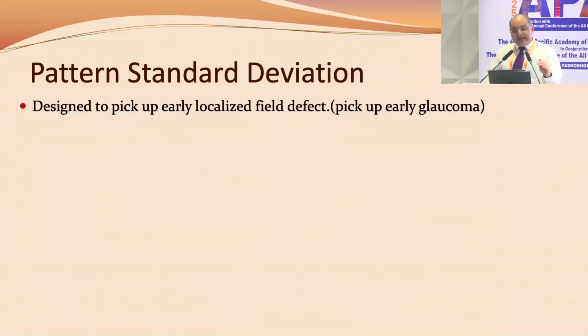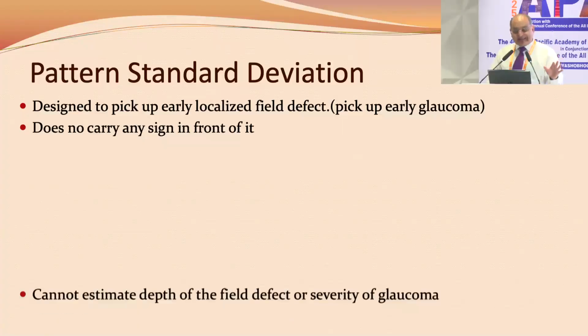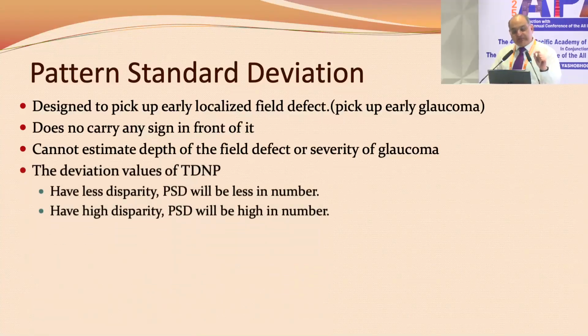Pattern standard deviation, as we have already discussed, is designed to pick up early defects in the presence of generalized depression. It does not carry any sign here, and it cannot estimate the depth of the visual field. It only tells you how abnormal the visual field is as compared to the normals. So whenever we have less disparity in the deviation plot, we will have a lower PSD number. Whenever we have high disparity in the total deviation numeric plot, the pattern deviation will have a higher number.